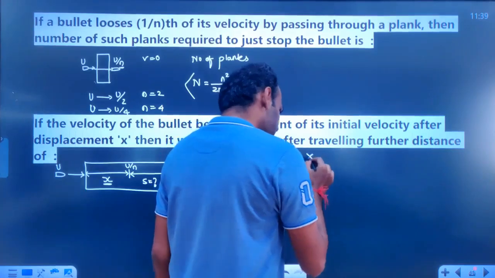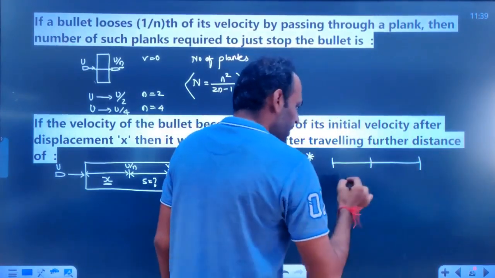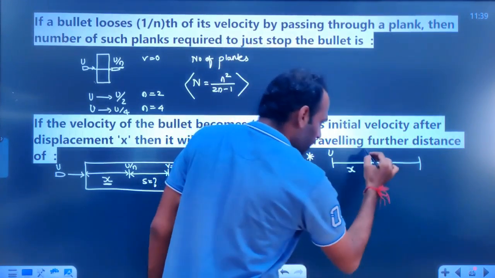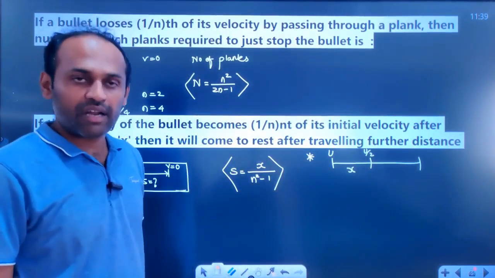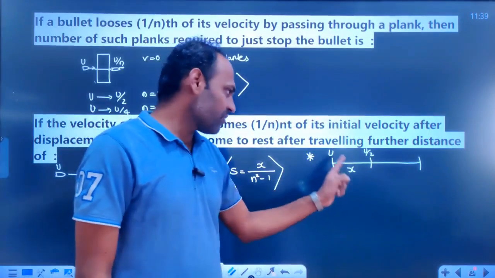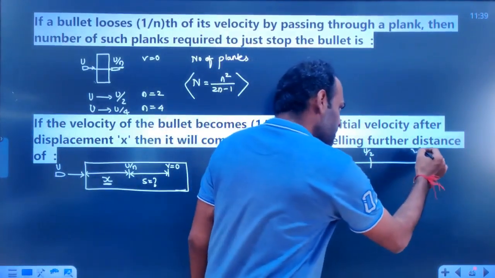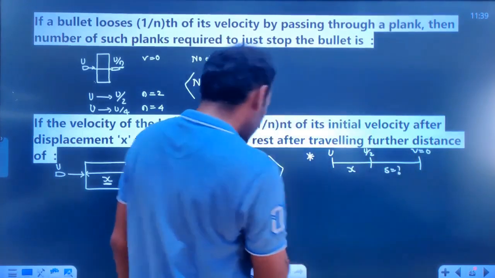There is a standard example for this. Let me say that by traveling a distance x, the initial velocity u is reduced. Suppose the velocity gets reduced to half after traveling a distance x. The velocity becomes u by 2, and for the final velocity to become 0, how much further distance does it have to travel? This is what we have to calculate. So apply the same formula.